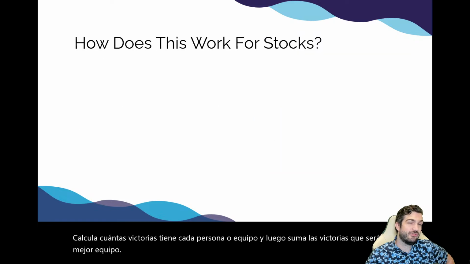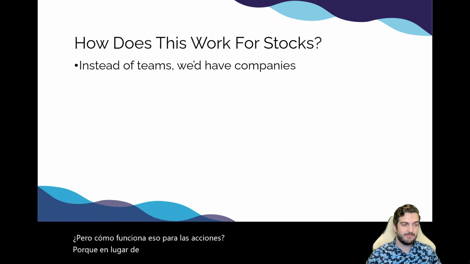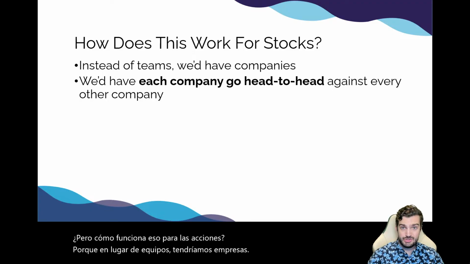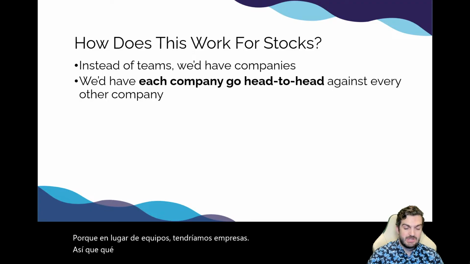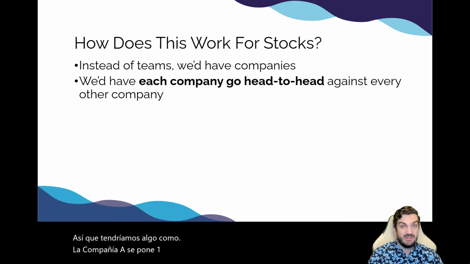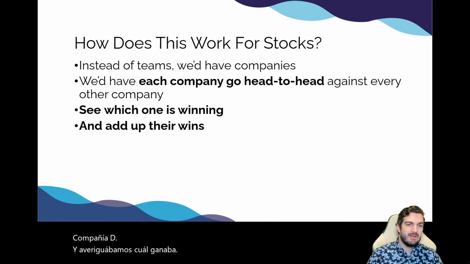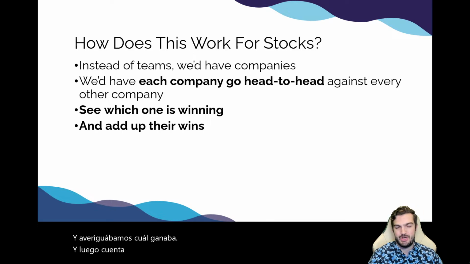But how does that work for stocks? Because instead of teams, we would have companies. So what we can do is take each pair of companies and have them go head to head. So we would have something like company A go 1v1 against company B, against company C, against company D. And we would figure out which one is winning, and then count up the number of wins that each company had.